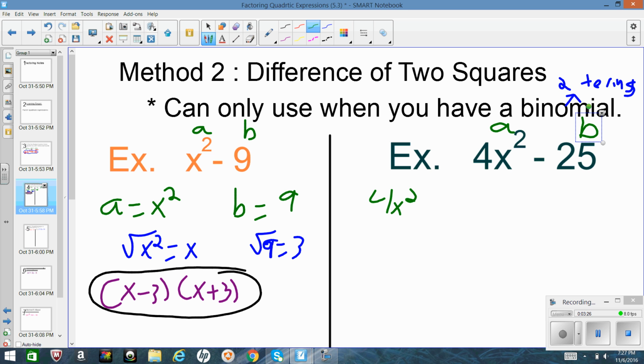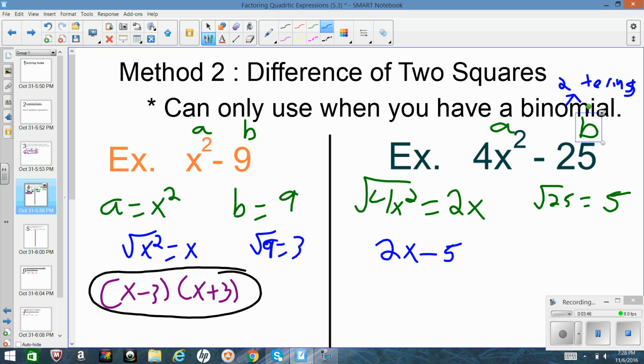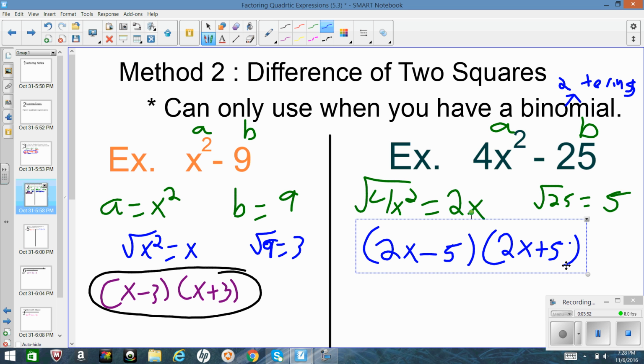So for 4x squared, we're taking the square root of that, and we're taking the square root of 25. The square root of 25 is 5. The square root of 4x squared: the square root of 4 would be 2, and the square root of x squared would be x. So now I write my final expression. The first factor would be 2x minus 5, and the second factor would be 2x plus 5. And there is my final factored expression.